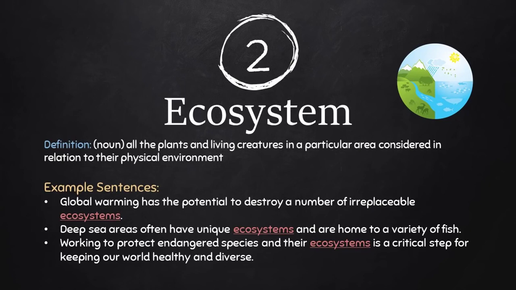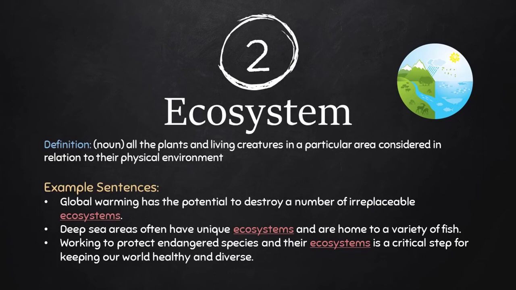Some example sentences. First, global warming has the potential to destroy a number of irreplaceable ecosystems. What does irreplaceable mean? Well, we see the IR in the beginning. Ir. This means not. After that, we have replace and able. So irreplaceable is not able to replace. Ecosystems that we can't replace.